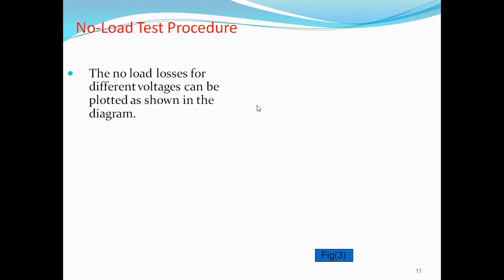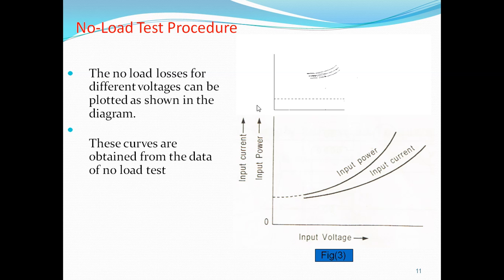No load losses for different voltages can be plotted as shown in the figure. These curves are obtained from the data of the no load test. So this is the power input, input current, and this is the input voltage.